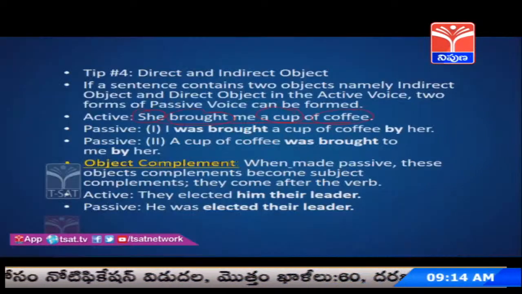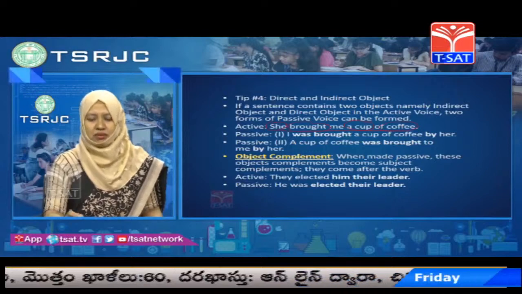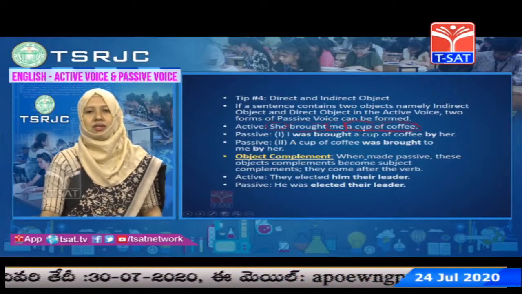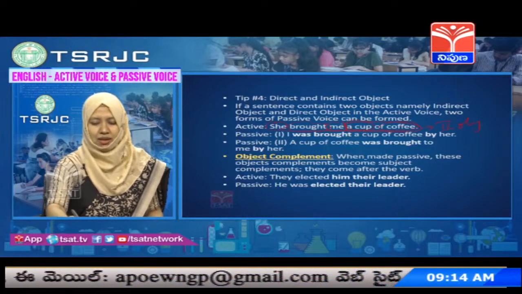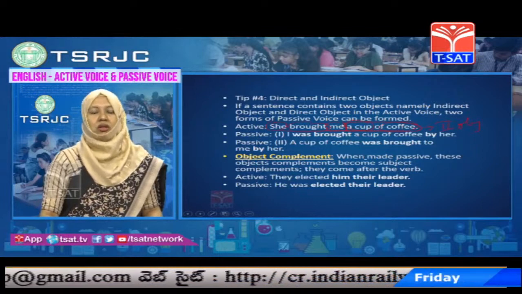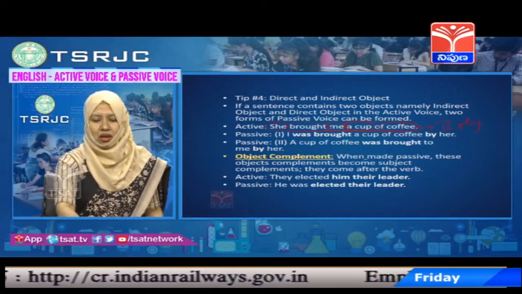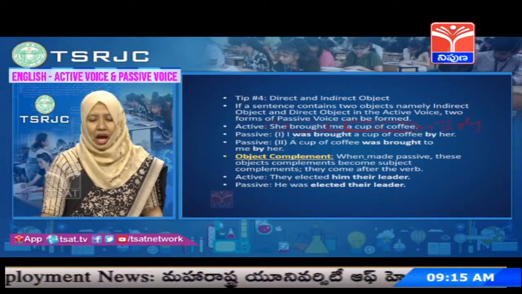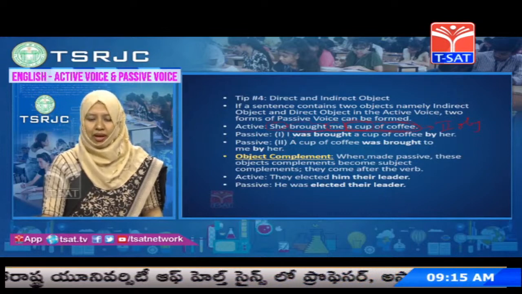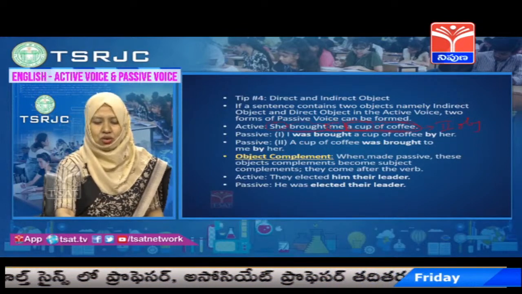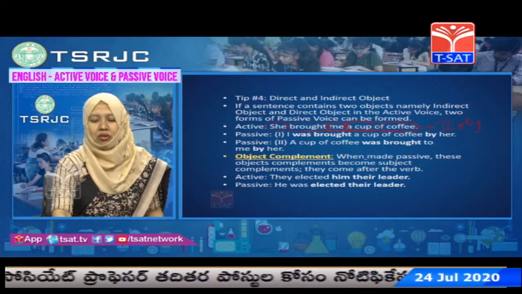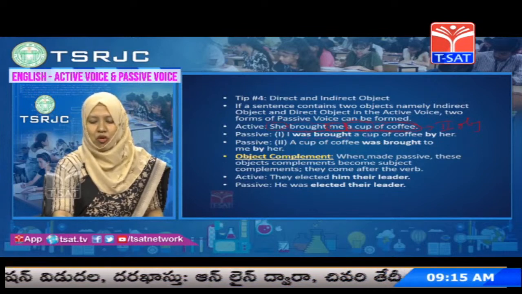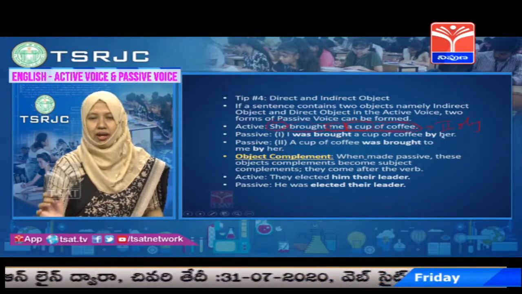She is the subject, bought is the verb, me is the direct object, and a cup of coffee is another object, the second object. So how will you change it? She is changed into by her, me is changed to I. I was bought a cup of coffee by her. Past form bought is changed to was bought.